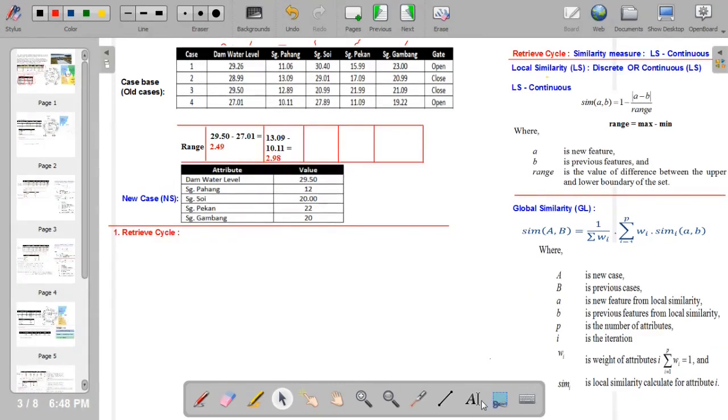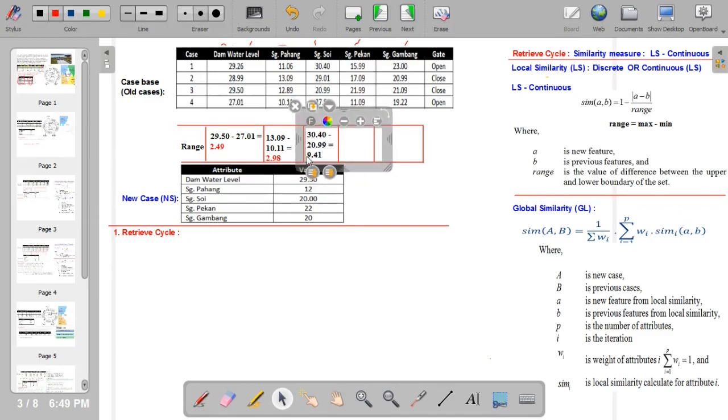So now I have to calculate the range for the third attribute, which is soil. For the third attribute here, the maximum value is 13.14, right? Minus the minimum value here, which is 20.99. So this will be equal to 9.41.